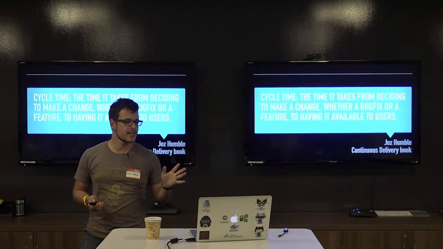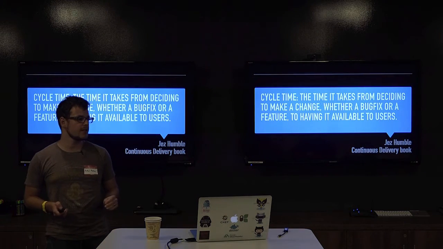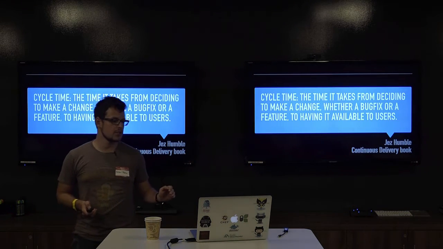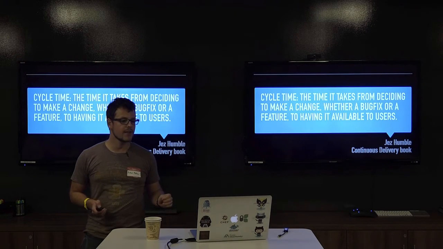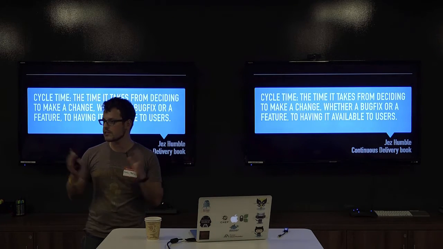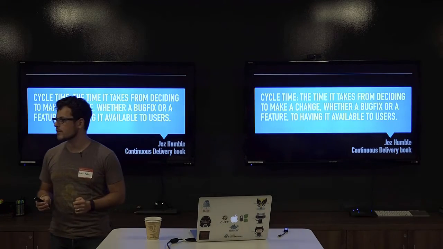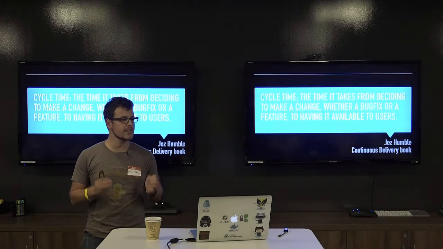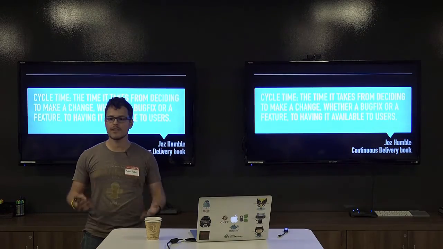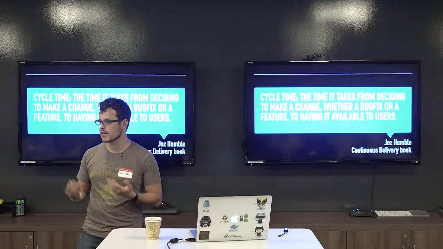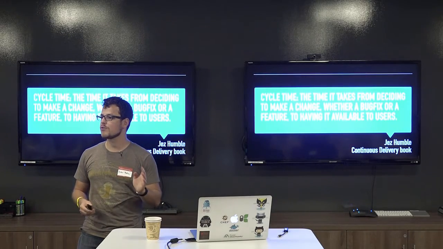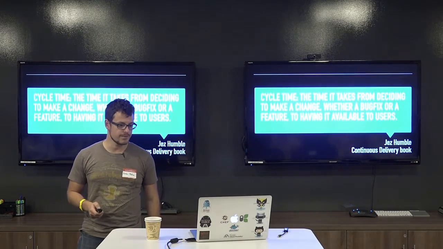And this feeds into a metric called cycle time. Cycle time is defined as the time it takes from deciding to make a change, whether it's a bug fix or a feature, to having it available to users. It's a really powerful metric that organizations can start to capture. And then as they work towards continuous delivery, ideally you see that metric falling, the amount of time it takes to go from idea to production.